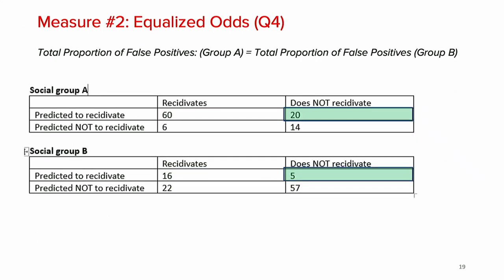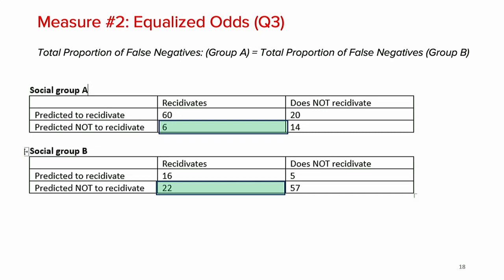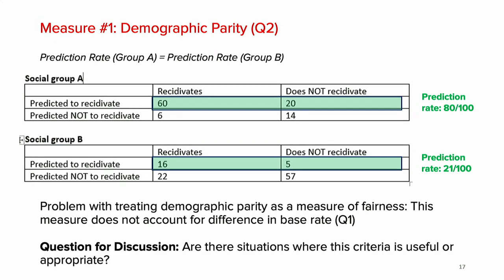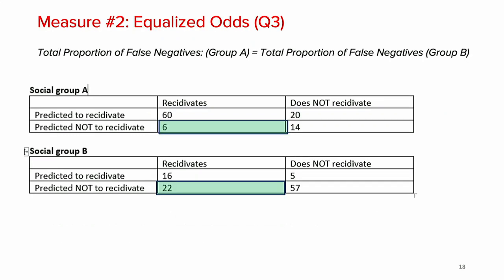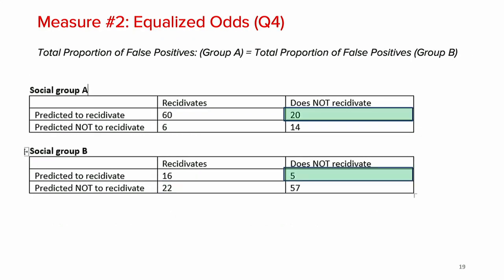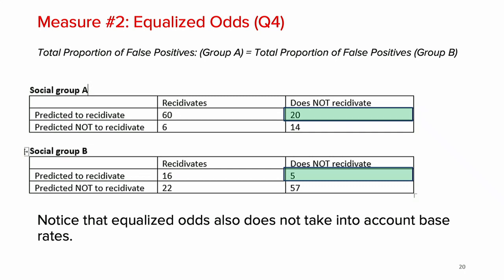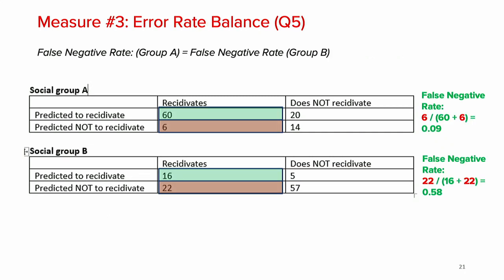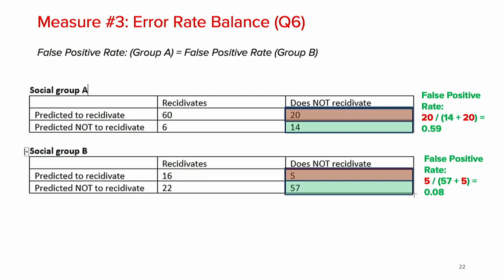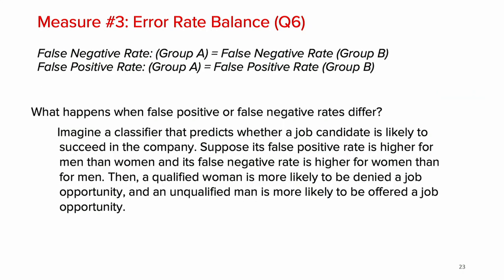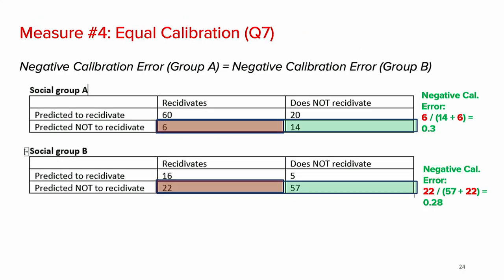Looking at the different measures, most of the measures treat the groups very differently. Demographic parity, very different from group to group. Equalized odds, pretty different from group to group. False negative rate, pretty different. False positive rate, pretty different. But calibration is pretty similar.